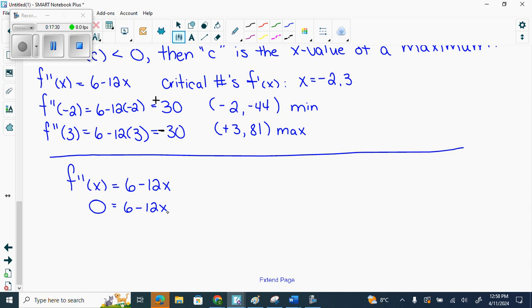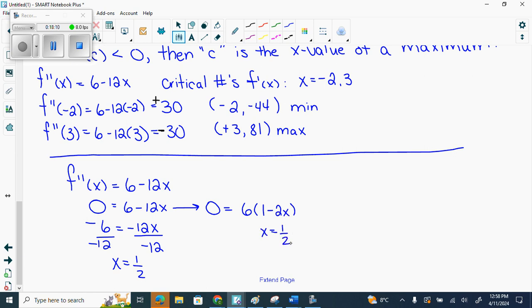All right. What do we have to do? This is junior high. I believe in you. Subtract the 6. Divide by negative 12. We could do it this way, and we could get a half, sure. What other way could we have done it? GCF. We can take out a 6. And then we'd be left with 1 minus 2x, and this becomes x equals a half. Same answer, correct? That's in a nicer factored form for our number line, the 6 and the 1 minus 2x.